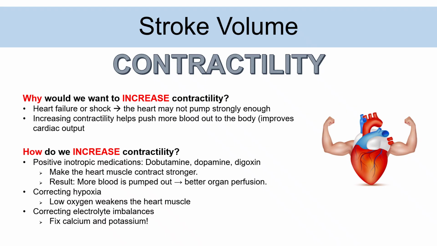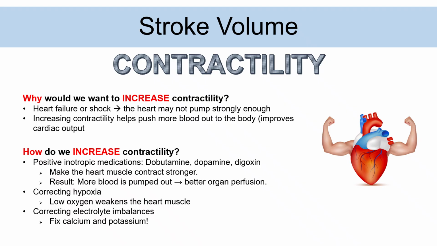So how do we do this? We are going to do this with medications. That's going to be the first option. Specifically positive inotropic medications such as dobutamine, dopamine, and digoxin. This is going to make the heart muscle contract stronger, therefore increasing contractility. Hopefully more blood is pumped out and oxygen gets to our cells, tissues, and organs.